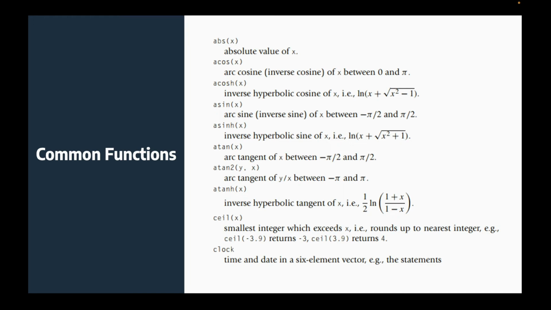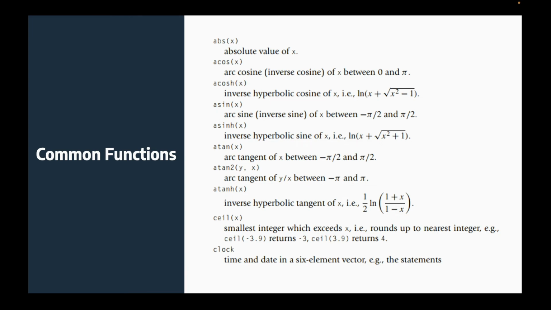That's acos of x, the arc cosine or inverse cosine of x between 0 and pi. We have acosh of x, which is the inverse hyperbolic cosine of x. Then we have asin, that's the arc sine. We have atan2, that's the mathematical representation for finding the right angle. Say cosine of theta, sine of theta, and cotan and tan and all of that stuff.